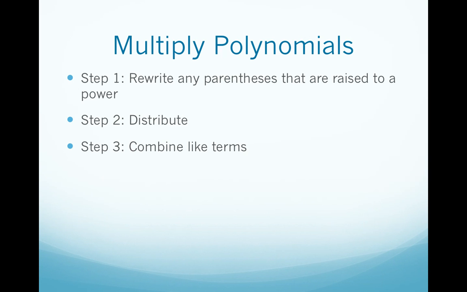When you multiply polynomials, if any parentheses are raised to a power, do that first. So what I mean by that is if you have (x plus 4) to the second power, that is not x squared plus 16. You have to write that as (x plus 4) times (x plus 4). Then you distribute and combine any like terms. Forgot my parenthesis there.